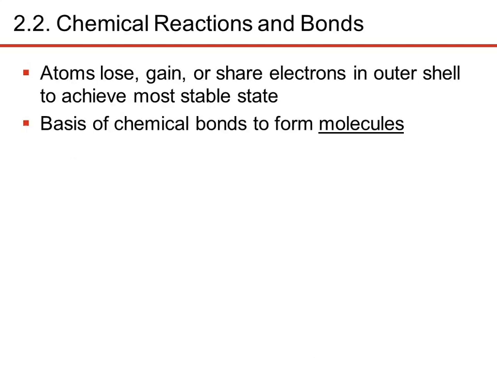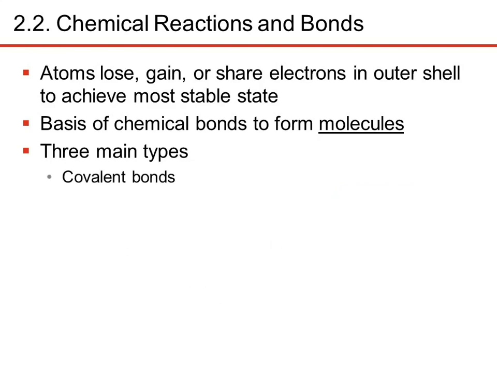So atoms can lose, gain, or share electrons in that outer shell. And that's what we just said when we said those valence electrons are going to be involved in forming bonds. If they lose those electrons, they can form one type of bond. If they gain an electron, they can form the same kind of bond. If they share electrons, they can form a different kind of bond. And we'll look at those pretty quickly here in just a second.